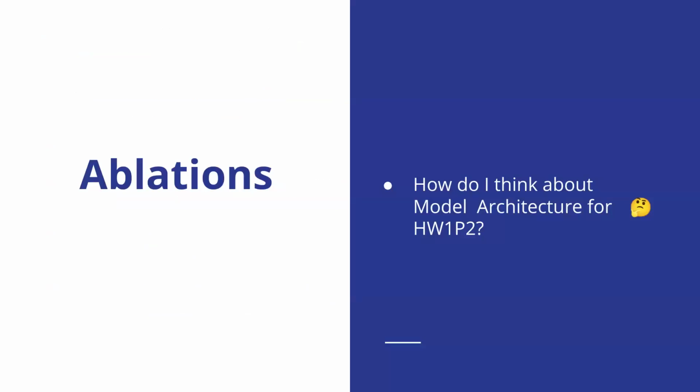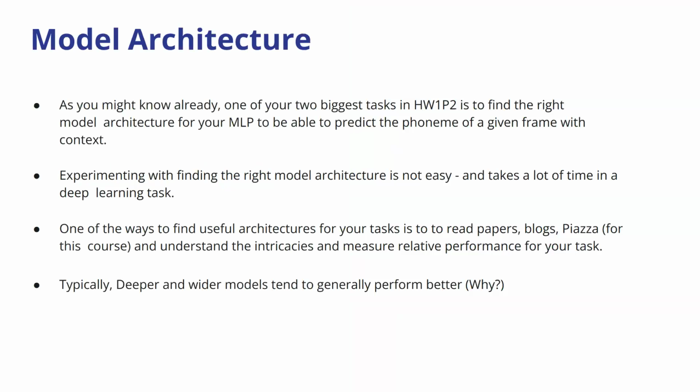Now for your ablation, how do I think about model architecture for homework one part two? As you might know already, one of your two biggest tasks is to find the right model architecture. So you have to train it and also find the right parameters, do the hyperparameter tuning, to have a high cutoff. So you have to experiment with different architectures. There is no architecture where we know that if you take this, we have the high accuracy. You need to test different architectures to see which one is working best, which one is not good for your case.